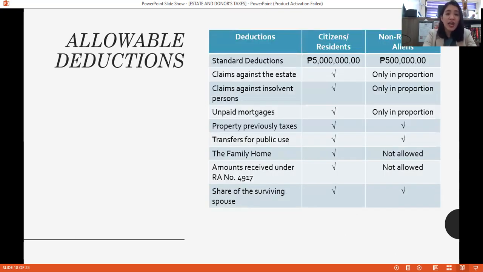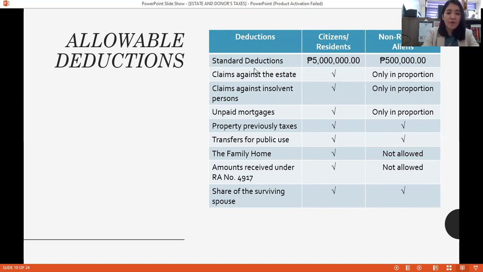Now, let's go to the allowable deduction. So, summarize na natin dito sa ating slide. So, before we arrive at the net estate, kailangan nating i-deduct itong mga items na ito. Since we have 4 different kinds of taxpayers here, we classified them into 2. We have citizens and residents, meaning when you say citizens, included na dito yung resident tsaka non-resident. When you say residents, this refers to aliens, resident aliens. And the other one is the non-resident alien.